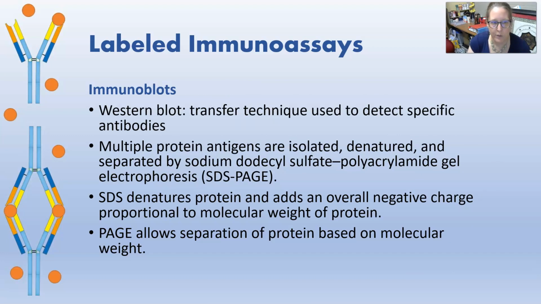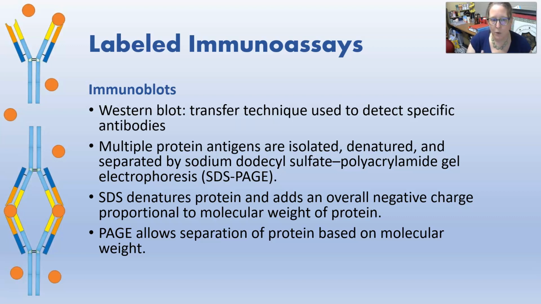And then we are going to go into our immunoblots. So we have the Western blot. It's a transfer technique that's used to detect specific antibodies. So multiple protein antigens are solubilized, denatured, and then separated by electrophoresis, specifically the sodium dodecyl sulfate polyacrylamide gel electrophoresis, also known as SDS-PAGE.